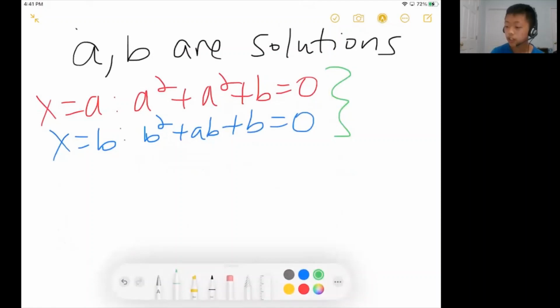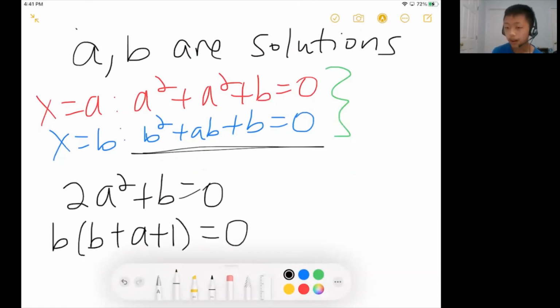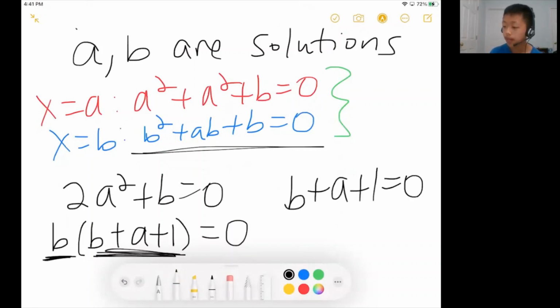From the first equation, you can combine. You get 2a squared plus b equals 0. And then from the second equation, you can factor out a b. So b times b plus a plus 1 equals 0. Again, we know that b can't be 0, because the question told us that a and b are non-zero. So that tells us b plus a plus 1 has to be 0, and then from there, we get that b equals negative a minus 1.